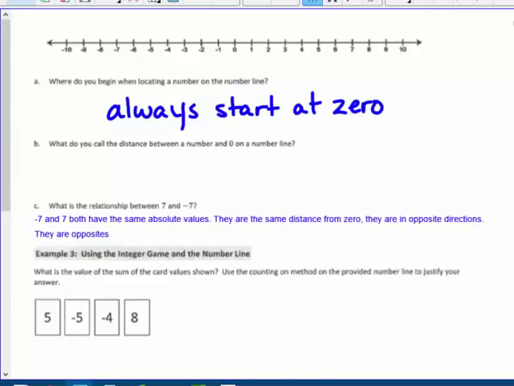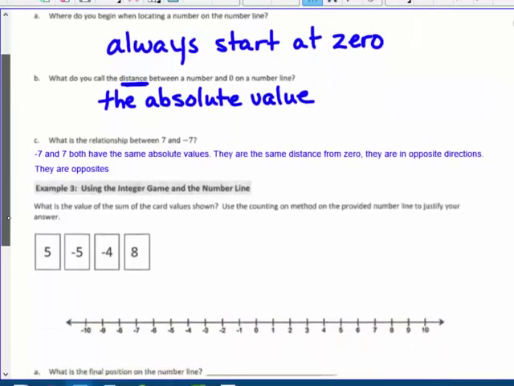What do you call the distance between a number and 0 on the number line? Well, that distance is called the absolute value. Distance. There's the key word, distance. The absolute value of a number is its distance from 0. Letter C, you can see I already filled in here.